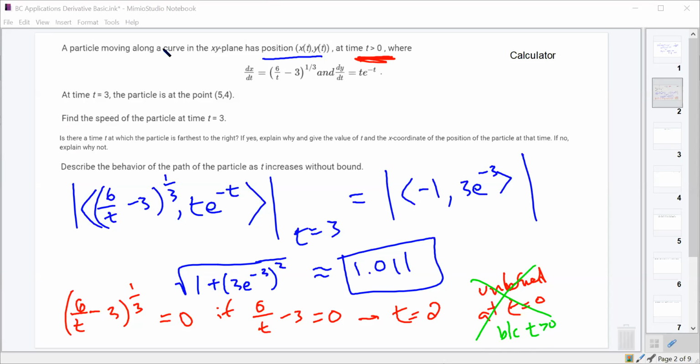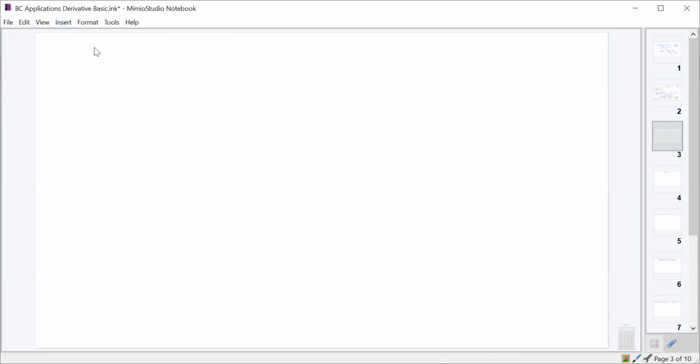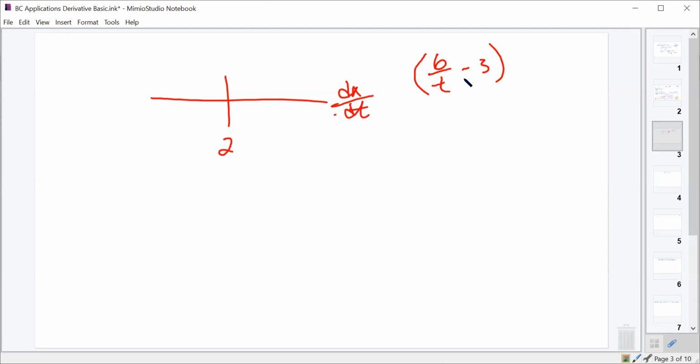All right, so then what we need to do is figure out at t equals 2 if we are furthest to the right, or if we are furthest to the left, or if we are neither. And so keeping in mind that we're doing a sign chart for dx dt, which was 6 over t minus 3's cube root. Plug in something less than 2 but greater than 0, right? We don't want to go any lower than 0. So plug in something like 1.